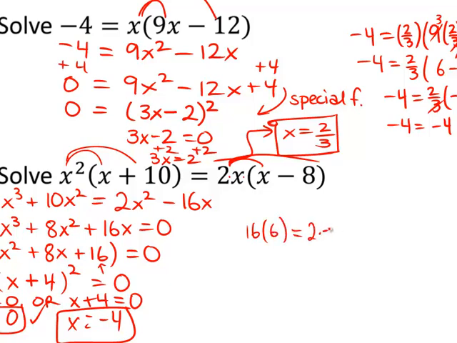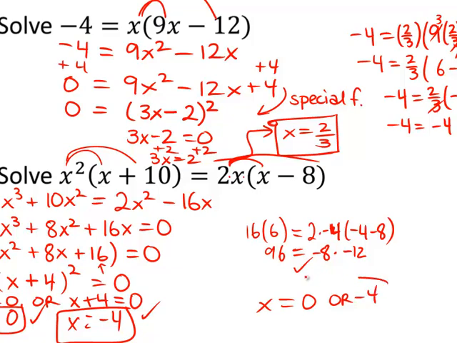and 2 times negative 4 and negative 4 minus 8. You can just check this on your own. 16 times 6 is 96, and 2 times negative 4 is negative 8, times negative 12 gives us 96. So that one works as well. So therefore x is either 0 or negative 4.